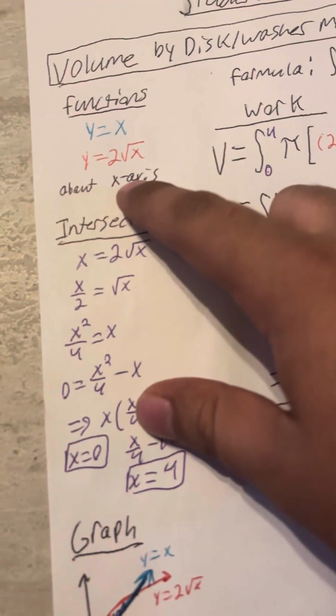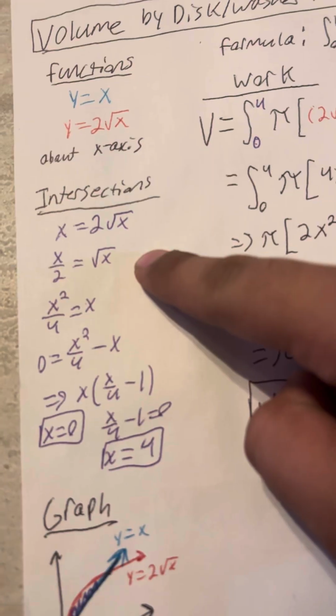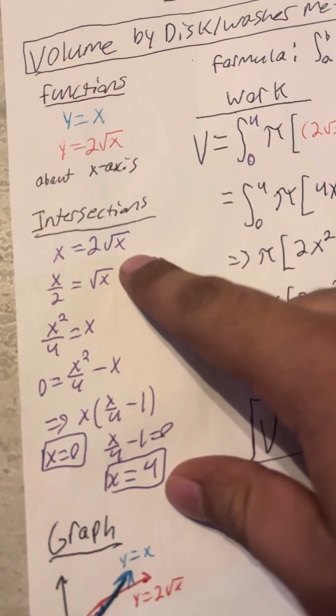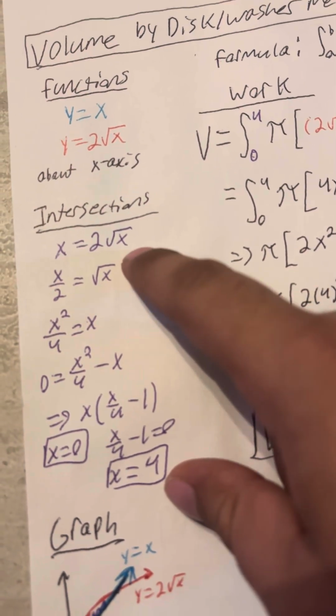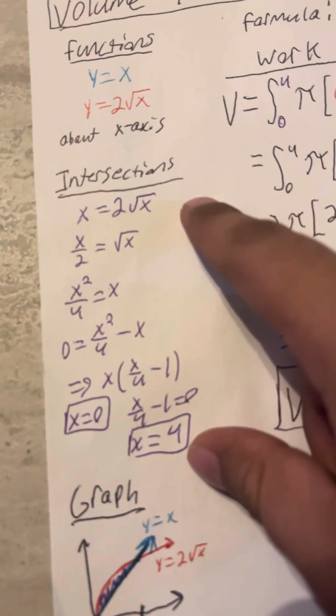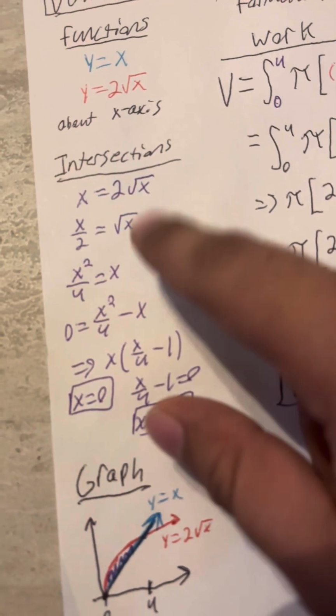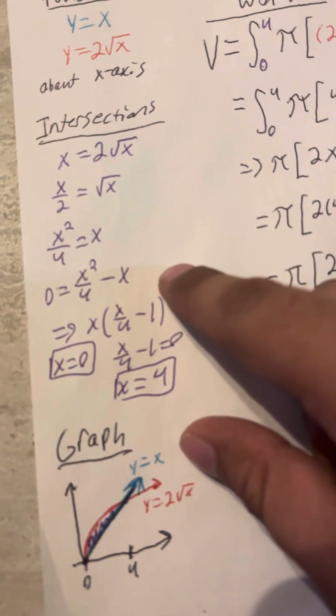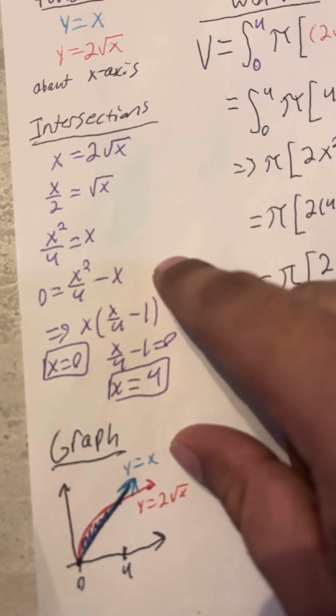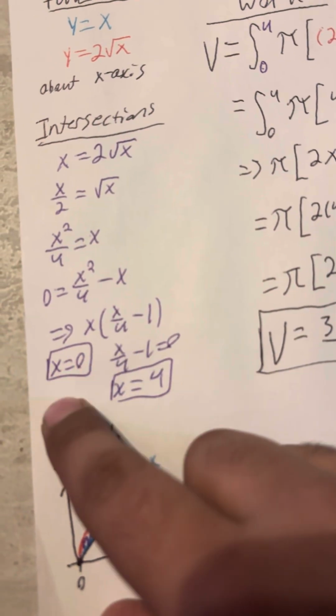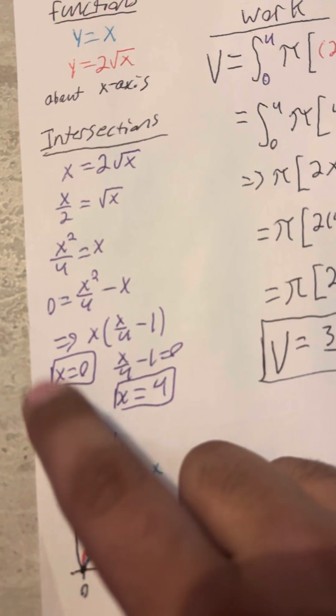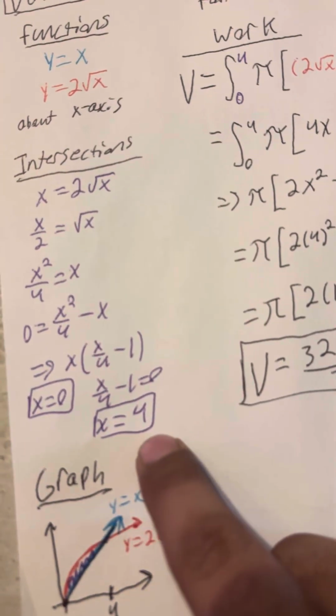To start with, I'm going to find my intersections. And to do that, I set both equations equal to each other. And so I have to divide both sides by 2 and then square both sides, then subtract by x. I have to factor out an x in order to get my factors and set them each equal to 0 to get my solutions. And so I got x equals 0 and x equals 4.